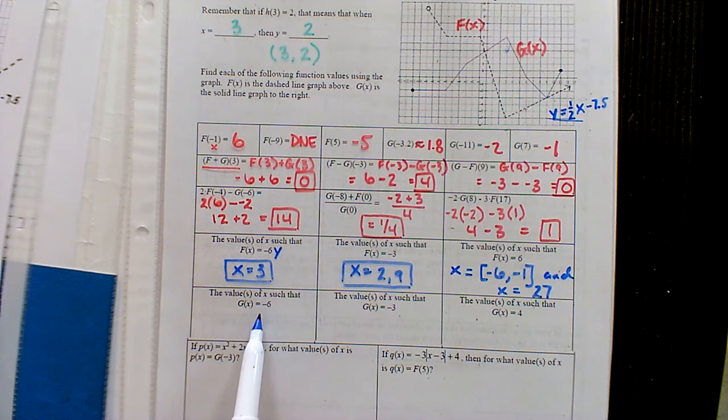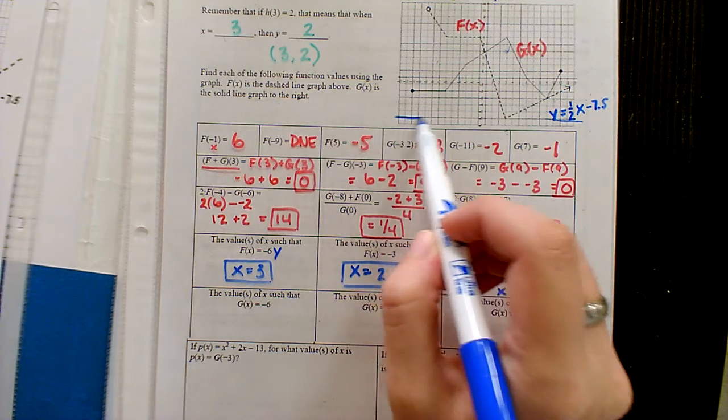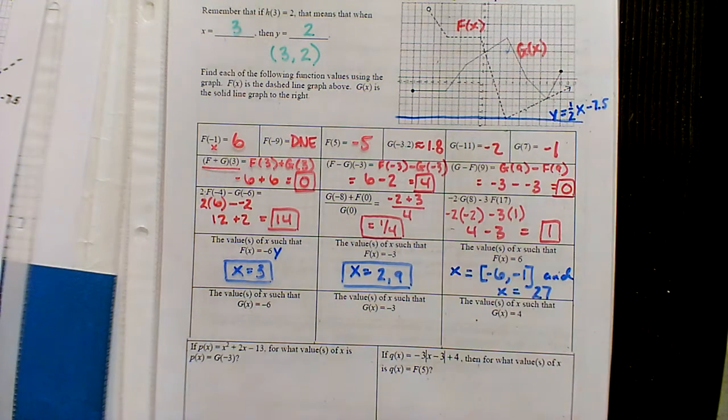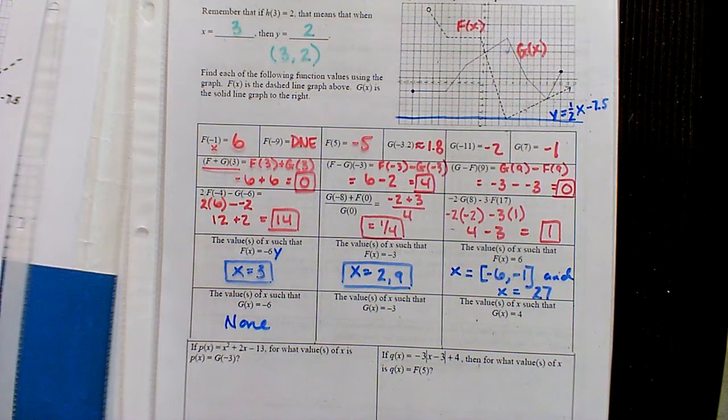Any takers on the first one? At which x values does the G graph have a y value of -6? Maybe we'll draw in that line to help us out. Where does that blue line cross or touch the solid graph? Anthony's shaking his head no. Is that what we're thinking? Never, right? So maybe we'll say none or no x values, no solution, something like that.